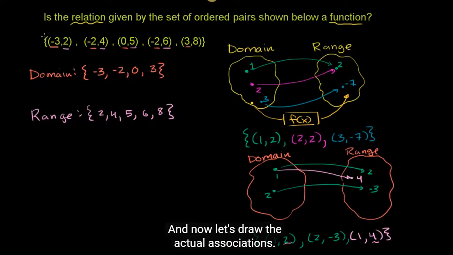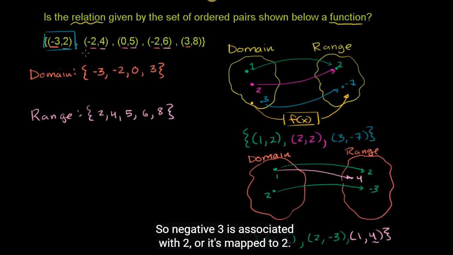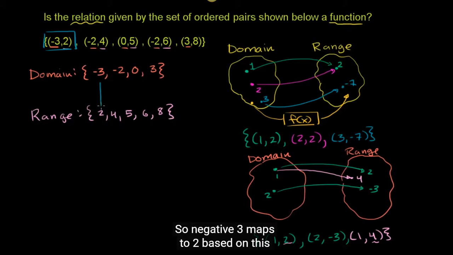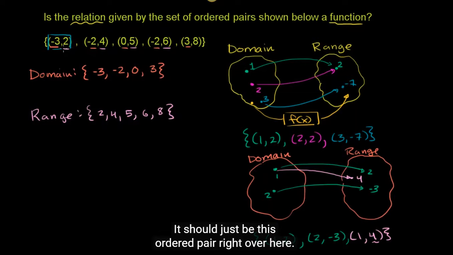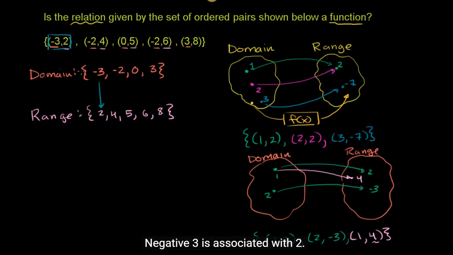And now let's draw the actual associations. So negative 3 is associated with 2, or it's mapped to 2. So negative 3 maps to 2 based on this ordered pair right over there. Then we have negative 2 is associated with 4. So negative 2 is associated with 4 based on this ordered pair right over there. Actually, that first ordered pair, I don't want to get you confused. It should just be this ordered pair right over here. Negative 3 is associated with 2.